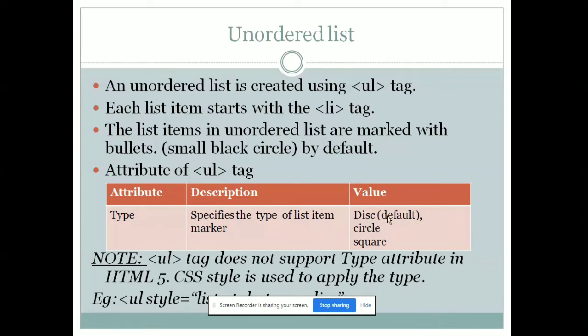Disk is the small circle. Circle is a hollow circle where you do not have anything filled inside. The square is square shaped with black color filled inside.